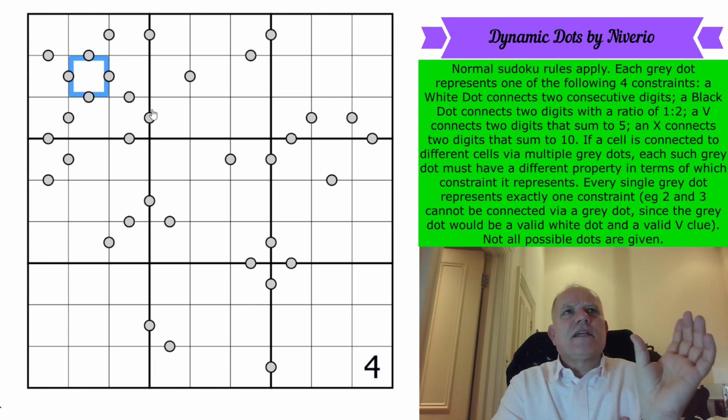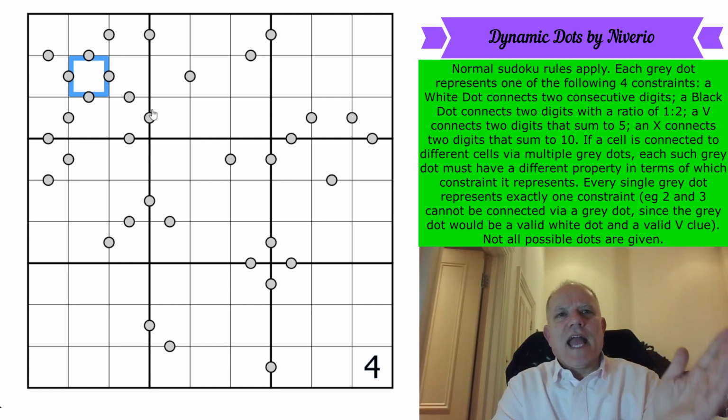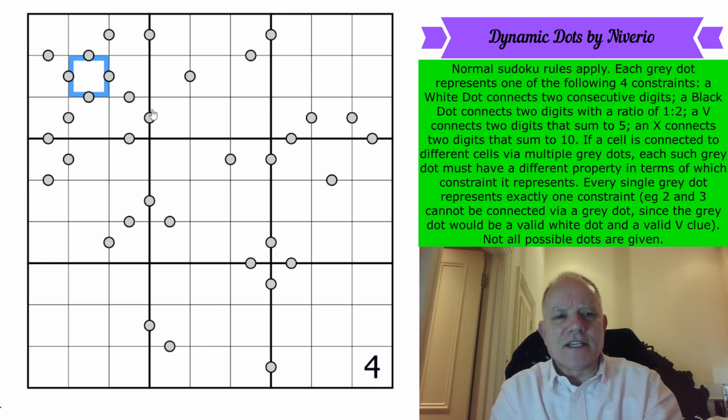Obviously the consecutive, the white dot could be anything. Well, no, it can't be 1 and 2, and it can't be 2 and 3 for the reasons we discussed at the beginning, because they are valid other dots.